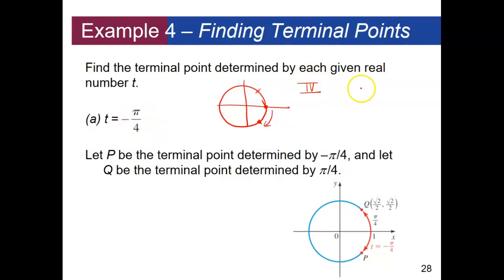The pi over 4s all have coordinates that are square root of 2 over 2 and square root of 2 over 2. Because this is in the 4th quadrant, the first one is positive and the second one is negative. So this would be my terminal point for this.